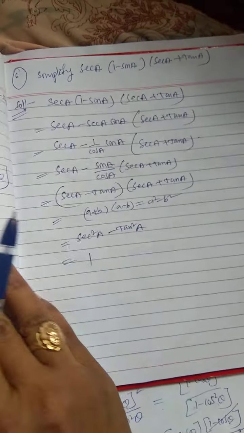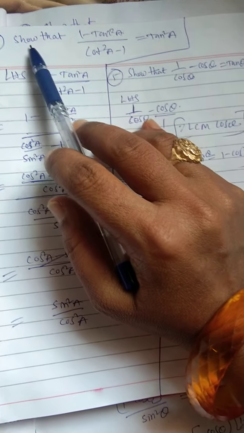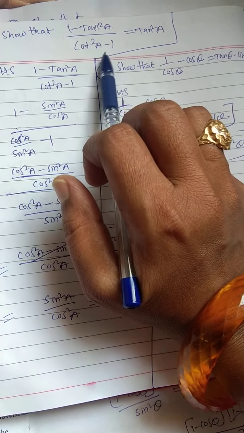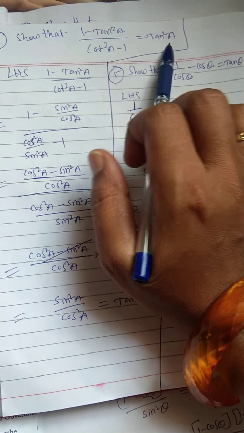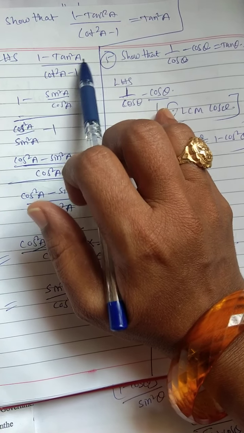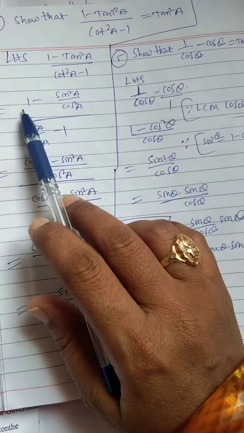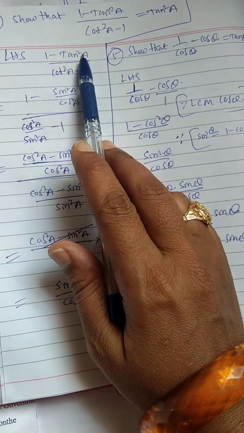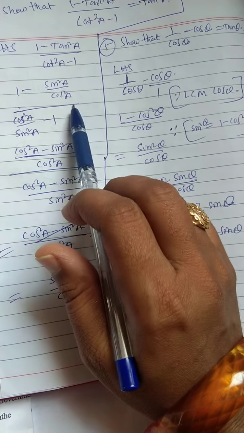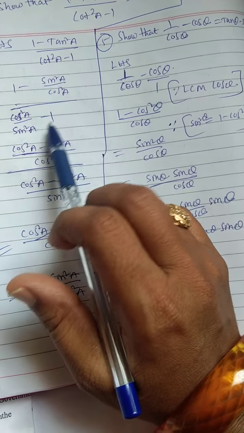Okay, next I am going to explain the fourth question. See, fourth question. Show that (1 minus tan square a) by (cot square a minus 1) is equal to tan square a. Okay, first you have to take LHS: 1 minus tan square a by cot square a minus 1. Here, first, tan square a we can write as sin square a by cos square a, whole divided by cot square a, which we can write as cos square a by sin square a, minus 1.